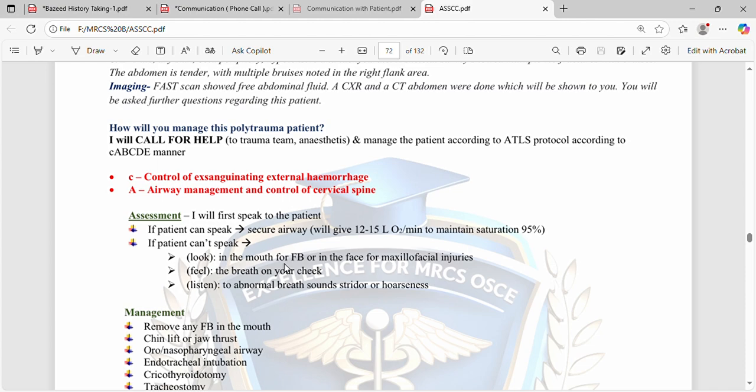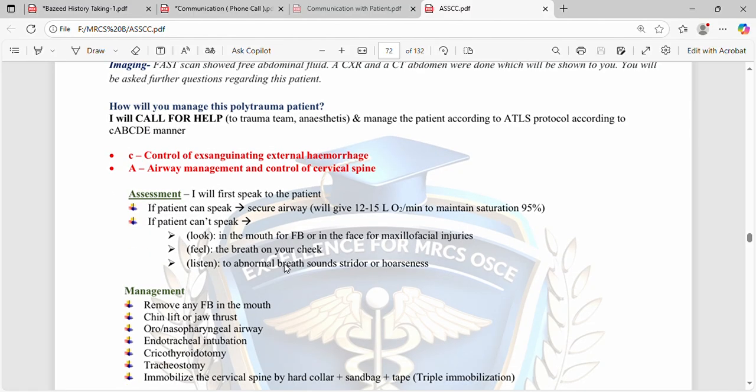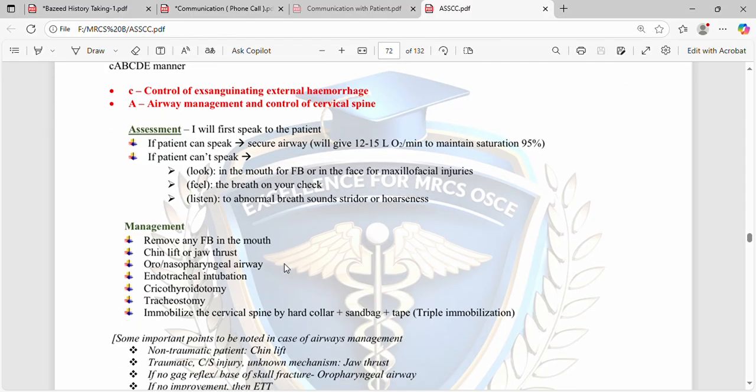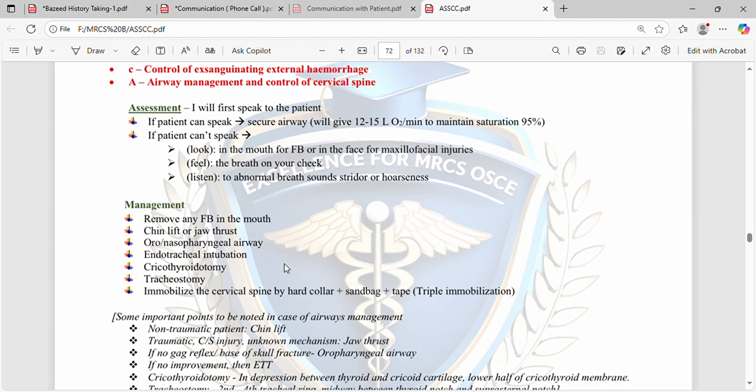If the patient can't speak, look in the mouth for foreign body and in the face for maxillofacial injuries. Feel the breath on your cheek. Listen to abnormal breath sounds, stridor or hoarseness. Management: remove any foreign body, chin lift or jaw thrust, oronasopharyngeal airway, endotracheal intubation, cricothyroidotomy, tracheostomy. Immobilize the cervical spine by hand, hard collar plus sandbags plus tape. Triple immobilization technique: hard collar, tape, and sandbags.